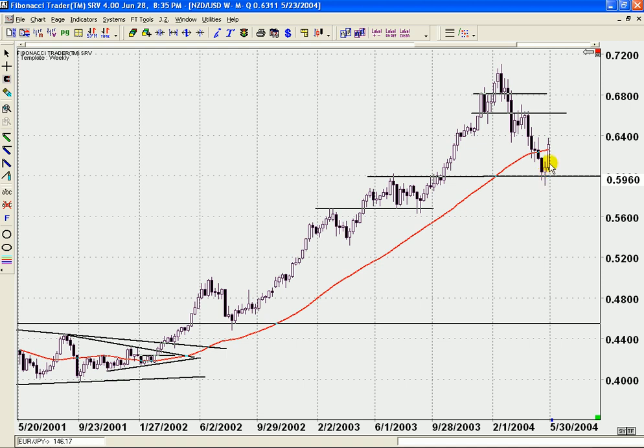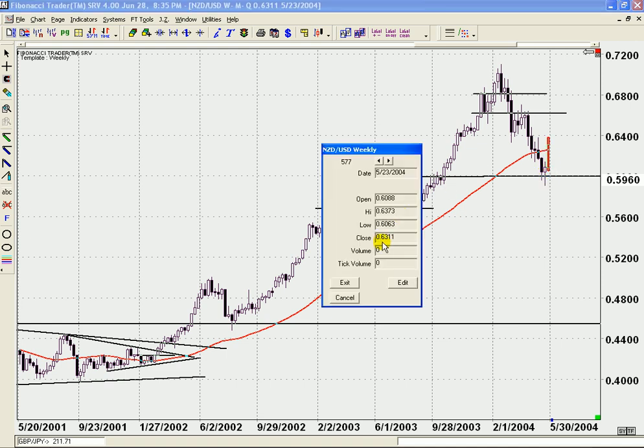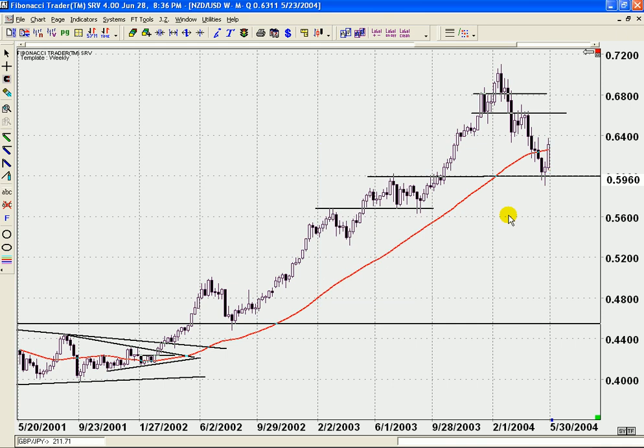A nice bounce here. How long is this candle? It is 60.63 to 63.73, a 300 pip bounce in 1 week off of these highs. What this tells you is that when you see a real nice aggressive run like this, 1, 2, 3, 4, 5 down weeks in a row, approaching a key level, then you should look for a bounce.